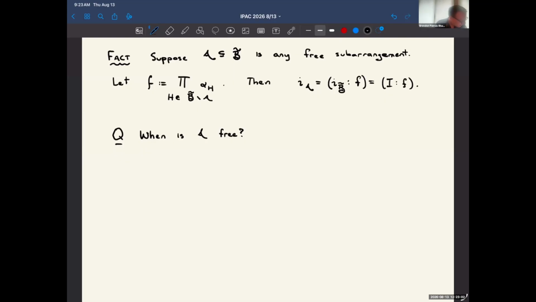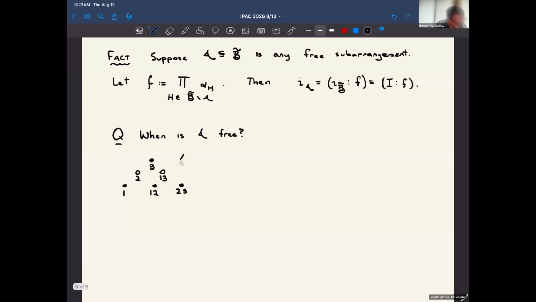Well, here's what you do. So we have our extended hyperplanes like this. And I'm just going to pick, well, I'd be lying if I said it was random, but I will pick a subarrangement like that. So we have those four hyperplanes, and we're wondering if this is a free arrangement.